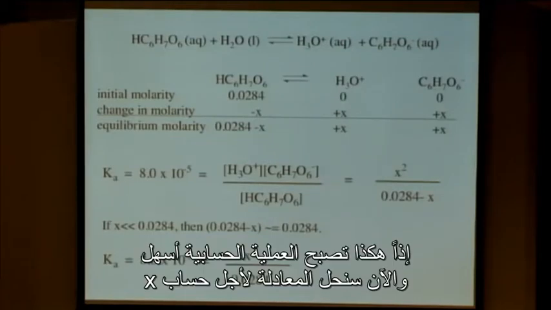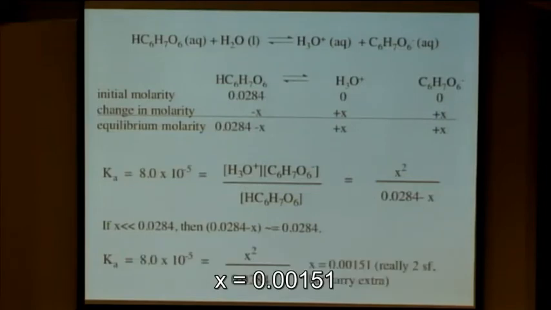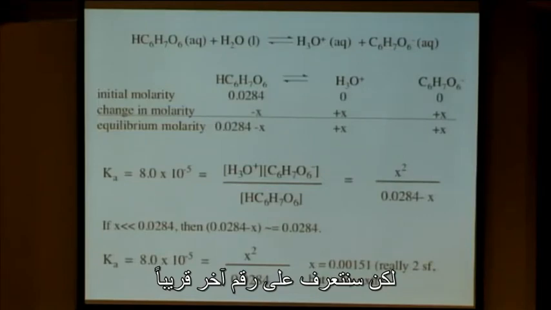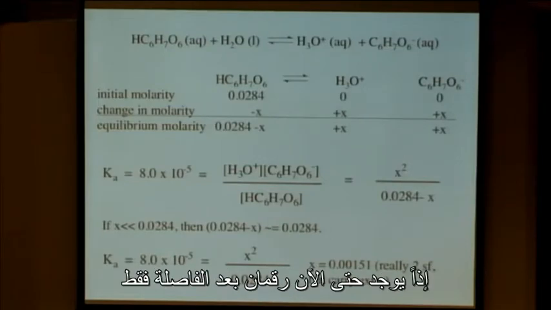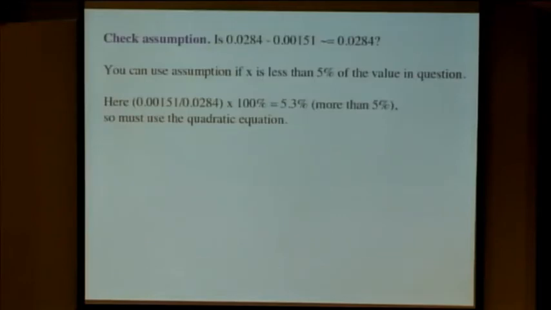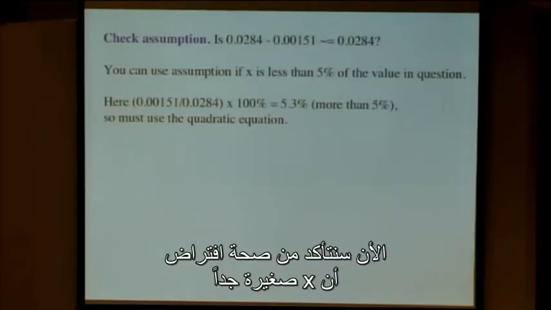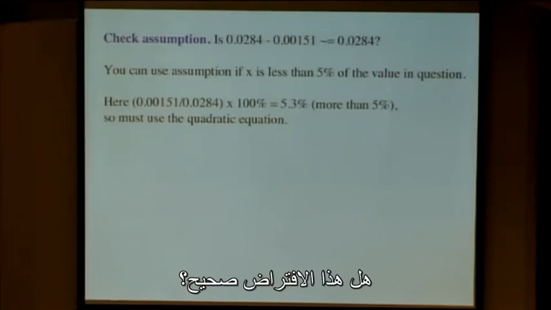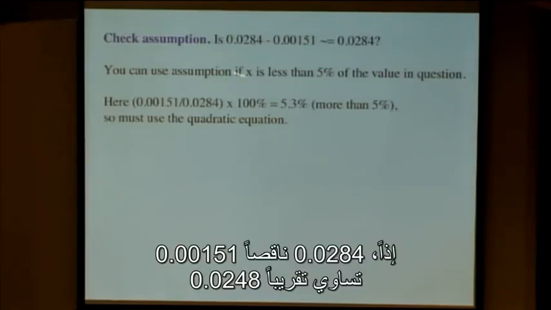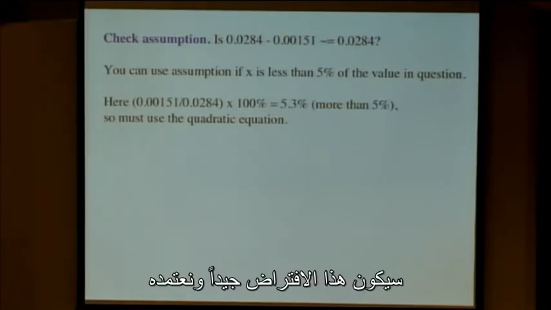So that makes the math easier, and now we can just solve for x, and x comes out to be 0.00151. They're really two significant figures, but we're going to carry an extra one for the moment. Now we can check and see if x was really small, if that assumption worked. So is 0.0284 minus 0.00151 really the same as 0.0284? And we let you make the assumption that it is.